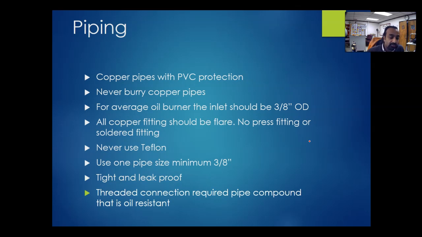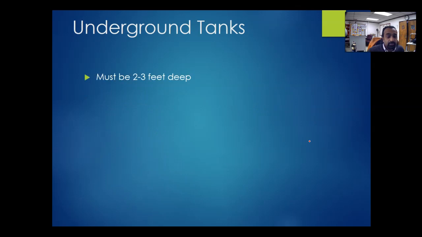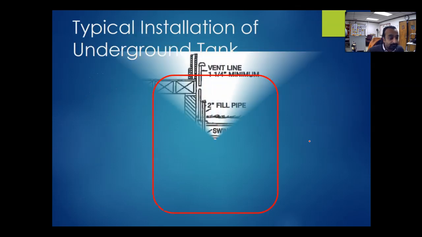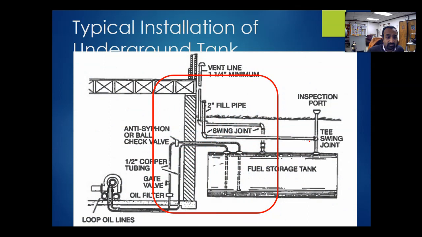If you have a threaded connection for any reason, you have to use a special compound that is oil resistant. Okay, underground tanks, they must be 2 to 3 feet deep. Suction and return should be installed 3 inches to the bottom of the tank to enable switching. This is again a snapshot from the CMR, and this is the swing joints and the depth of that tank, 2 to 3 feet from the top of the ground, and you should be able to be switched from filling and venting as well.